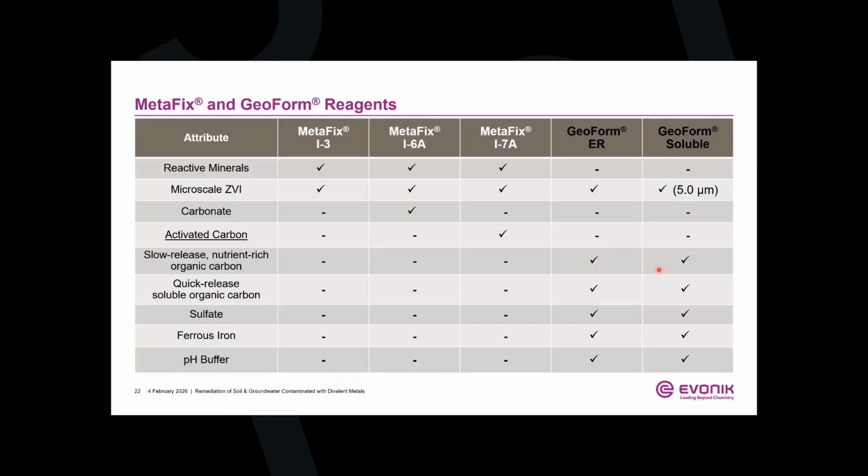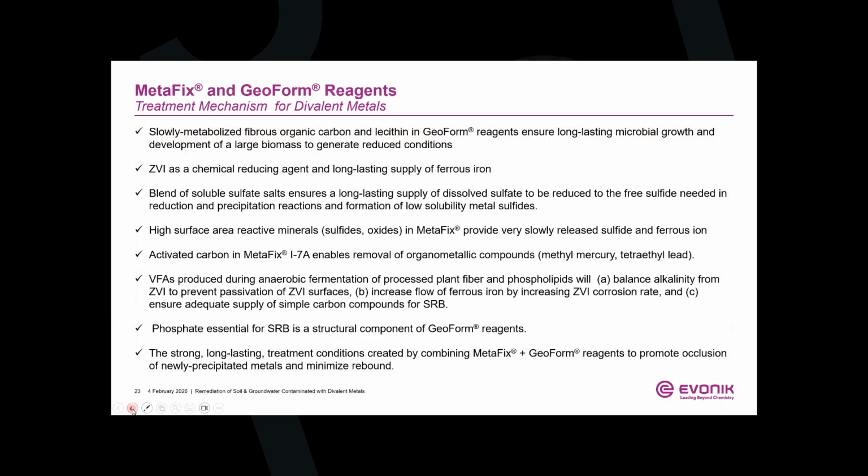In addition to the ZVI, both of them contain slowly released, long-lasting organic carbon, quick release, rapidly acting organic carbon and nutrients. They contain soluble sulfate to serve as a source of free sulfide after it's reduced by the sulfate reducing bacteria. They both provide dissolved ferrous iron, and they have pH buffering or pH balancing ability. So these will get us into that range that I've been illustrating on the phase diagrams for sulfide, for iron, and for the divalent heavy metals if we get them in the right way.